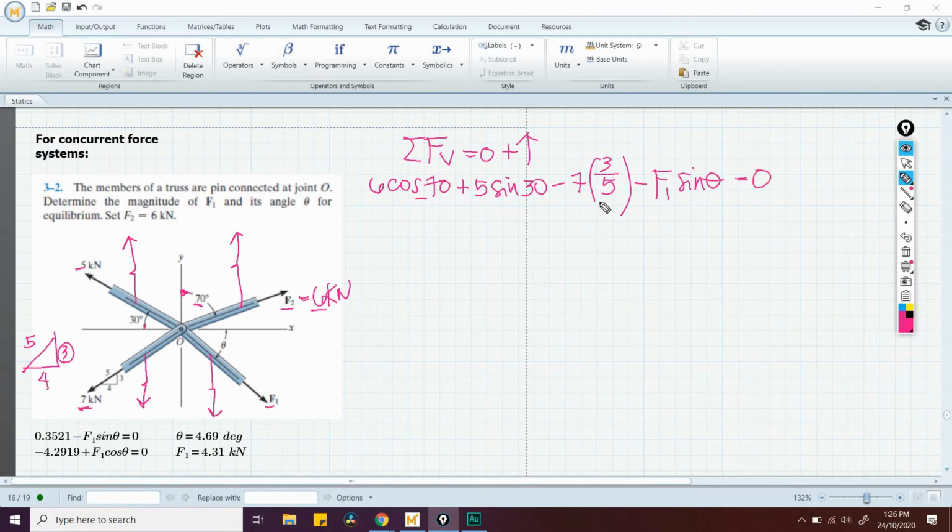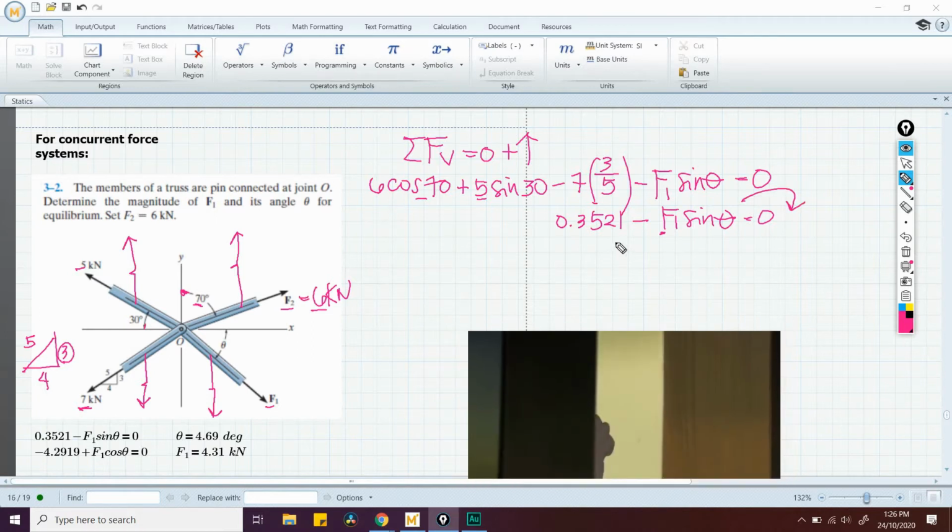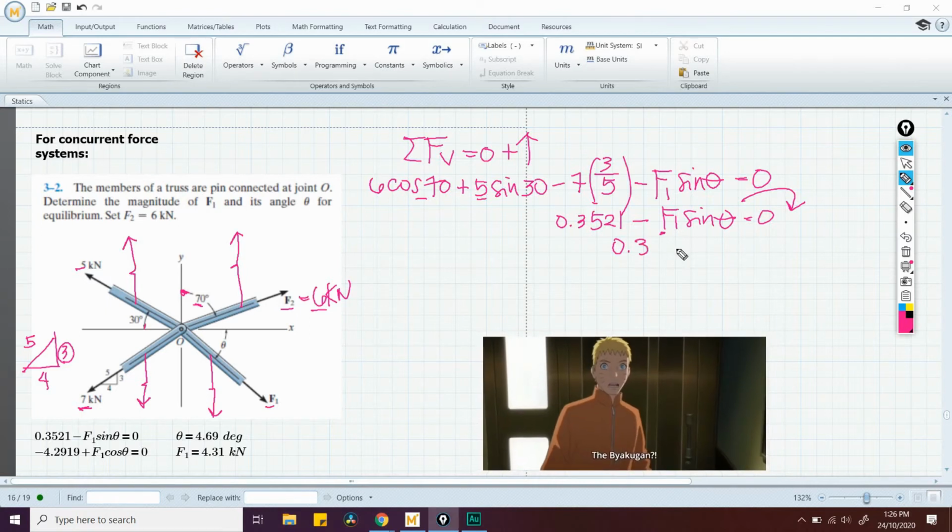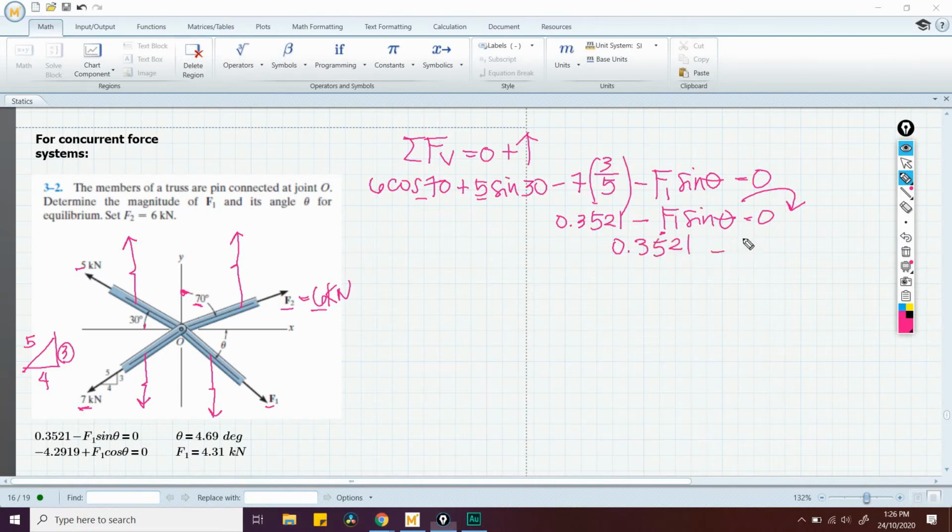Tapos, pag kinuha natin yung summation nitong tatlo, we will have 0.3521 minus F1 sine theta. Okay. Ngayon, ang kailangan natin si F1. So, gawa tayo ng equation for F1. Ilipat natin si F1 sa kabila. So, we will have here 0.3521. Okay, this is equal to F1. Tapos, divide natin ng sine theta. So, now, that will be our equation number 1.